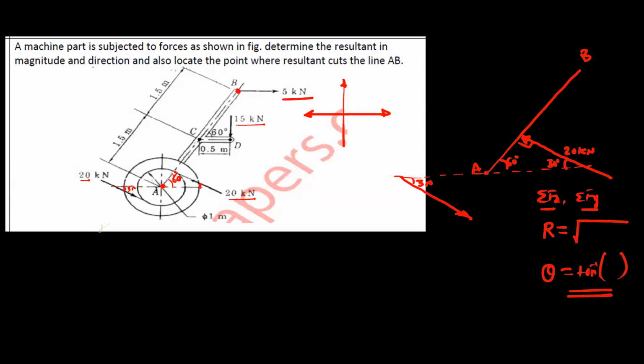Next part is we have to locate the point where the resultant cuts the line AB. For this, we have to use Varignon's theorem. So the moment by all the forces about the point A is equal to the moment by the resultant about the same point A. Okay. So in this equation, just take the moment by 5 kilonewton and the 15 kilonewton.